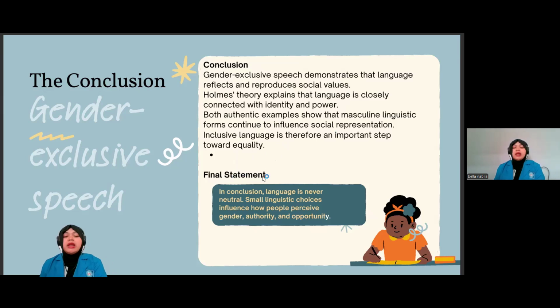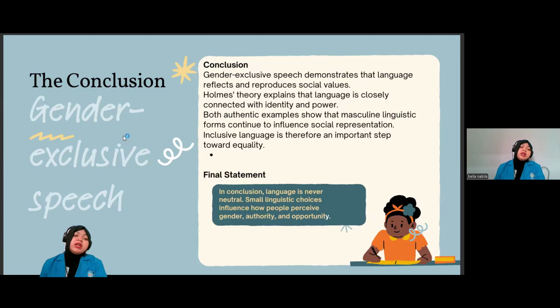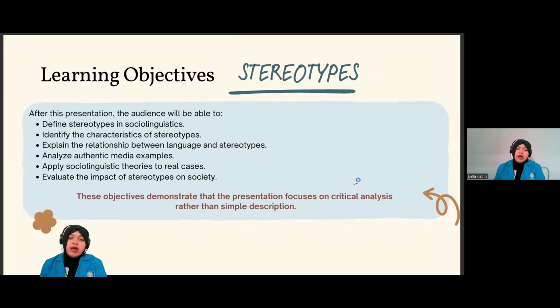And my final statement is, in conclusion, language is never neutral. Small linguistic choices influence how people perceive gender, authority, and opportunity. Next, that is the reference for gender exclusive speech that I already used, and we move into topic number 2 that I'll choose, which is stereotypes.